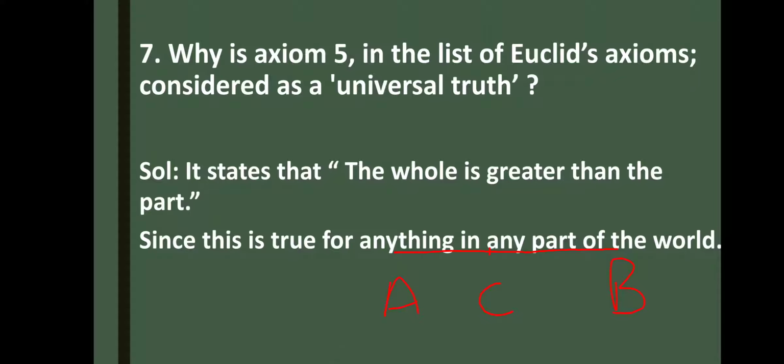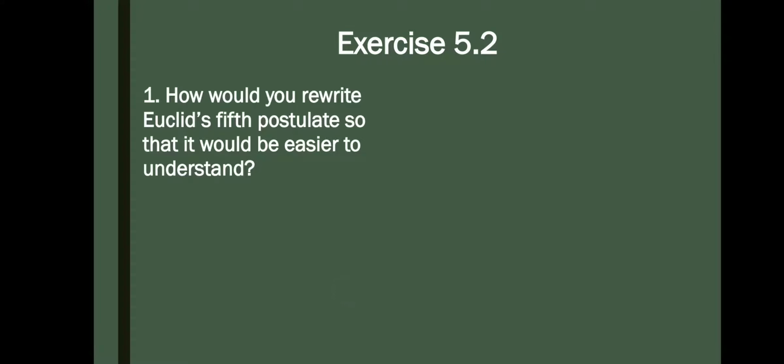Since this is true for anything in any part of the world, this is a universal truth. Next is exercise 5.2. The first question is, how would you rewrite Euclid's fifth postulate so that it would be easier to understand?